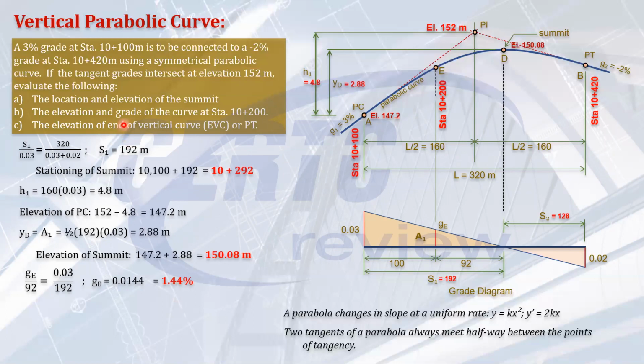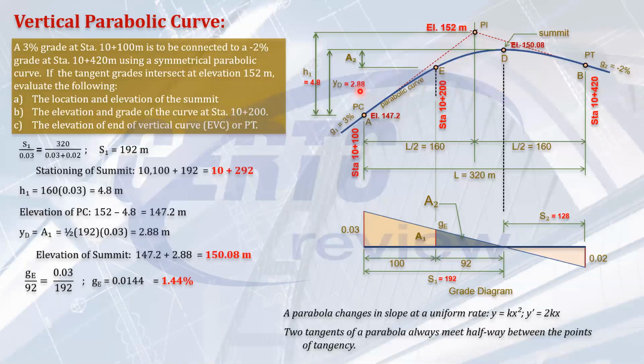1.44%. And finally, the elevation of that, all we need is the difference in elevation. We already have the elevation of the summit. If we can solve this vertical height, this distance, then we can solve the elevation of E. So how will you solve that? You get this area here. Let's call it area 2. That area, as I have mentioned before, represents the change in elevation between these points, D and E. This is your area 2.